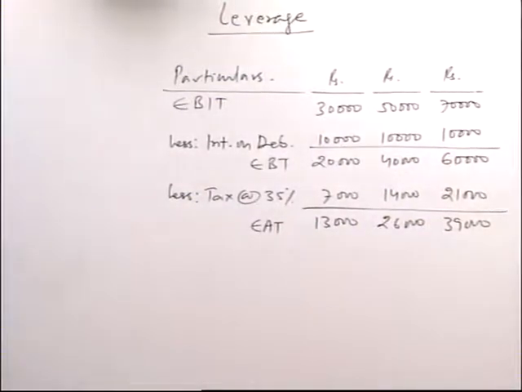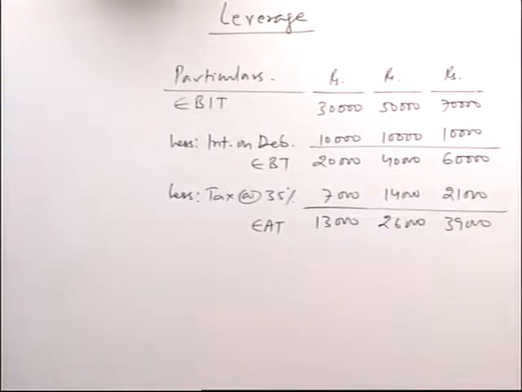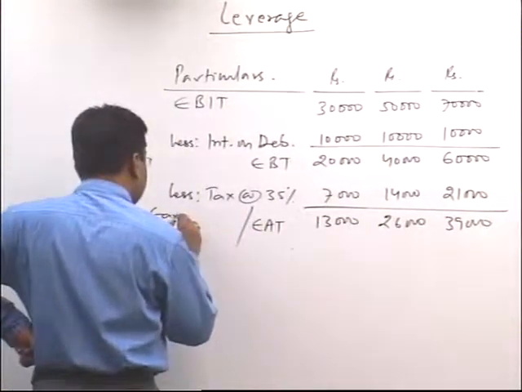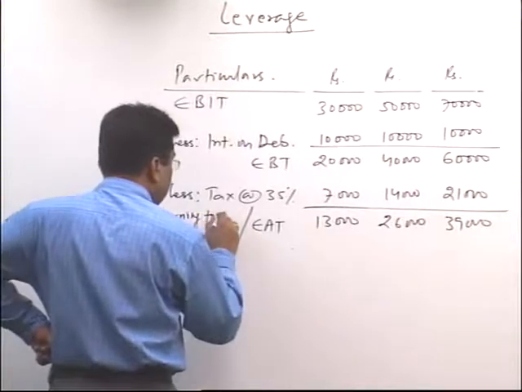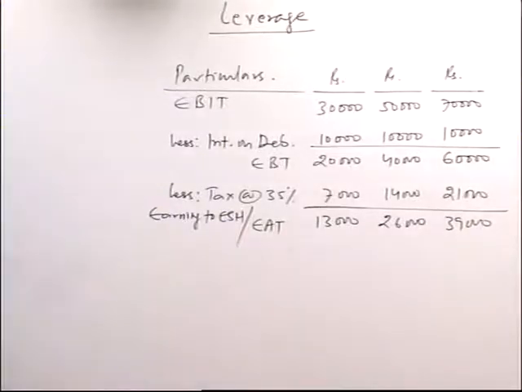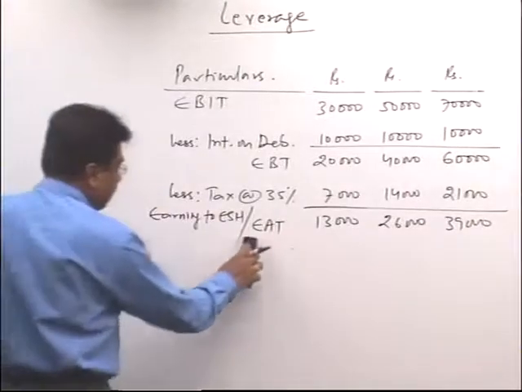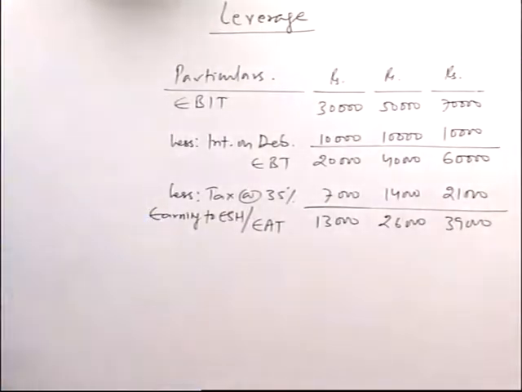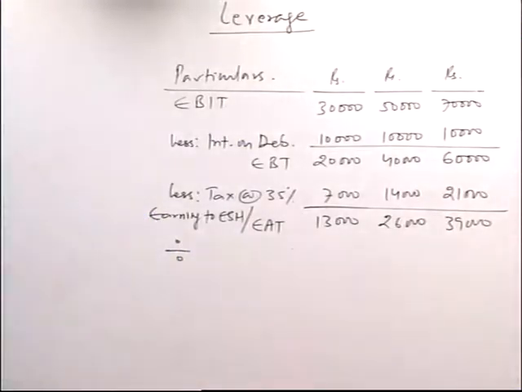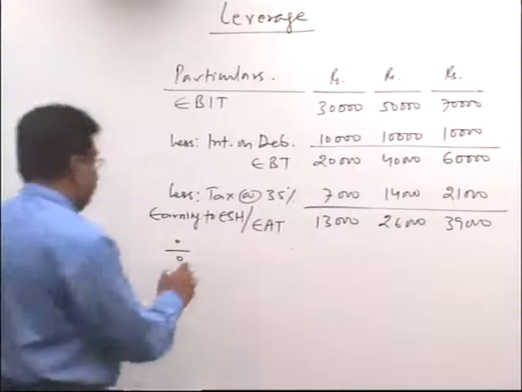Now, in this question, you can see that there is no preference dividend. So, the earning after tax itself becomes earning to equity shareholders. So, earning to equity shareholder is 13,000, 26,000 and 39,000. Now, divided by number of equity shares, which is 5,000.